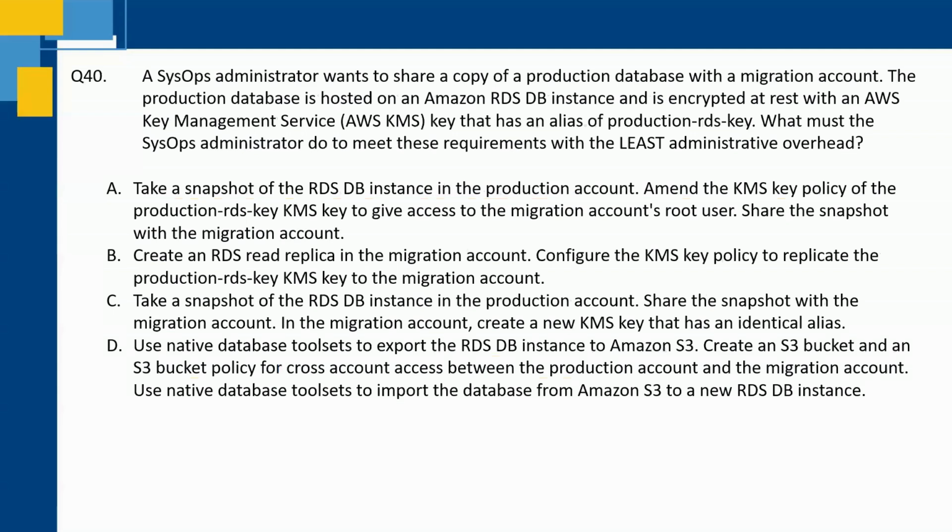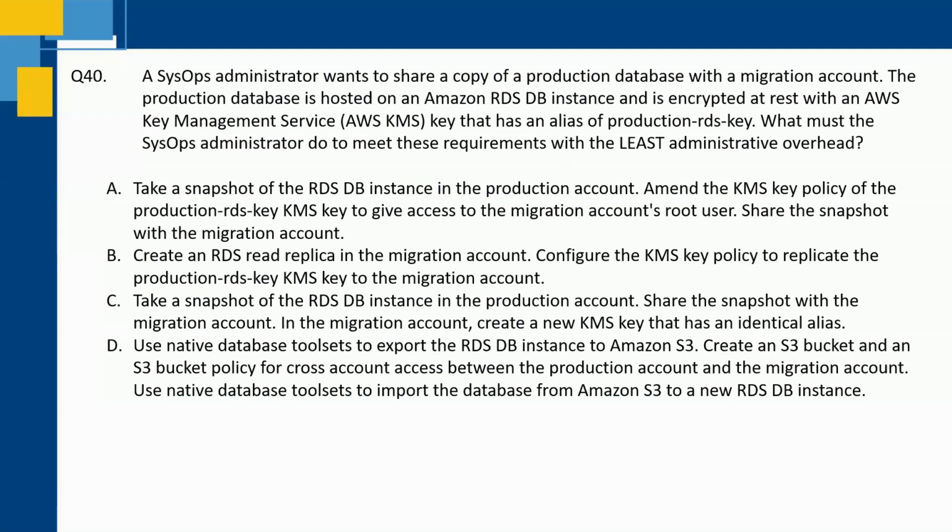Next question. A SysOps administrator wants to share a copy of a production database with a migration account. The production database is hosted on an Amazon RDS DB instance and is encrypted at rest with an AWS Key Management Service key that has an alias of production RDS key. What must the SysOps administrator do to meet these requirements with the least administrative overhead?